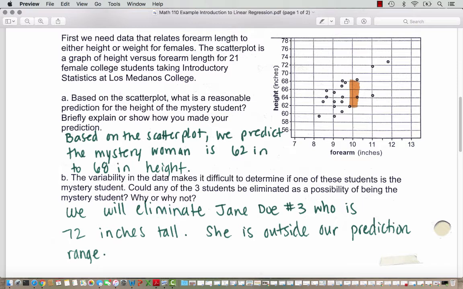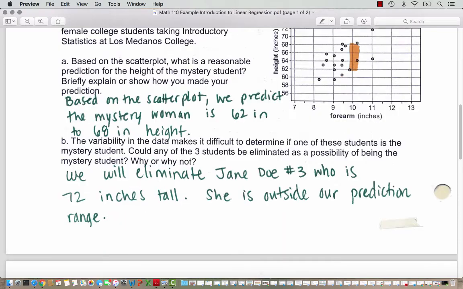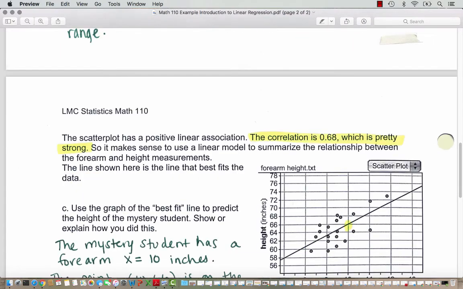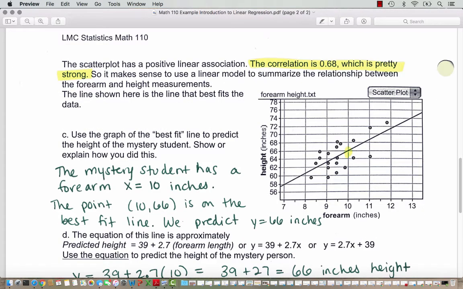This is a positive association from these measurements from the female students at LMC, the 21 students who contributed to this data plot. As the forearm increases, so do the heights. So we get the positive association in this scatter plot. So we say the scatter plot has a positive linear association, and the correlation is 0.68, which is pretty strong.